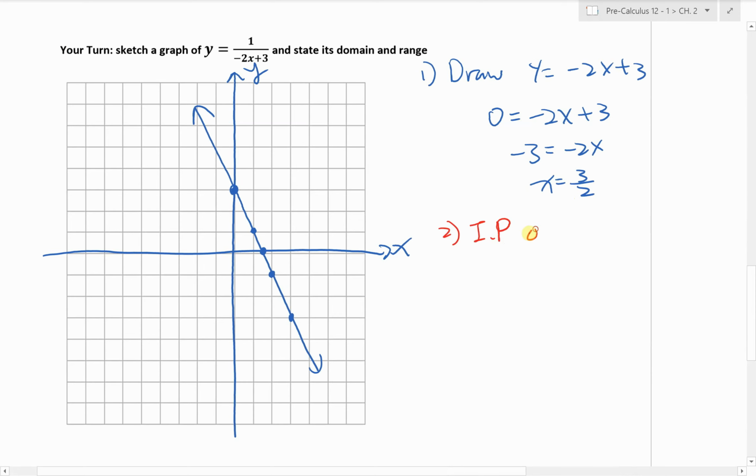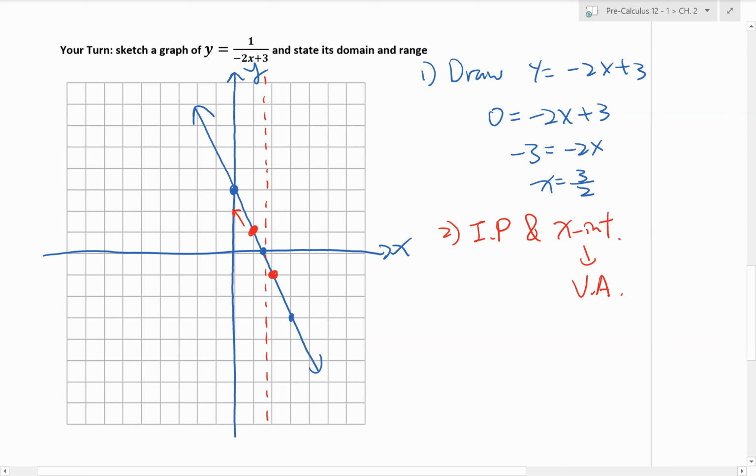Invariant point and x-intercept. Okay, so that's right here. Those are invariant points, and our x-intercept actually becomes the vertical asymptote. Okay, this really is the VA, right? Vertical asymptote. Okay, so now again, from this invariant point to the left, you can see the graph.